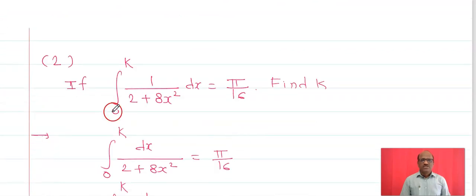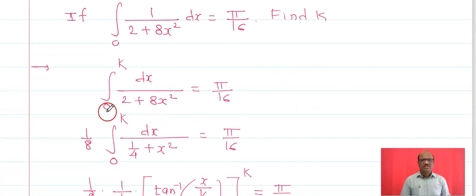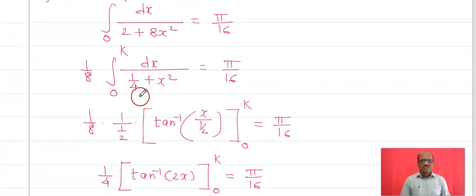Now the next question, number 2. If the integral from 0 to k of 1 upon (2 plus 8x square) dx is equal to pi by 16, then find the value of k. Now we will evaluate the left hand side. Take 1 by 8 as common. Then in the bracket you will get the integral from 0 to k of dx upon (1 by 4 plus x square), equal to pi upon 16. This is the tan form.